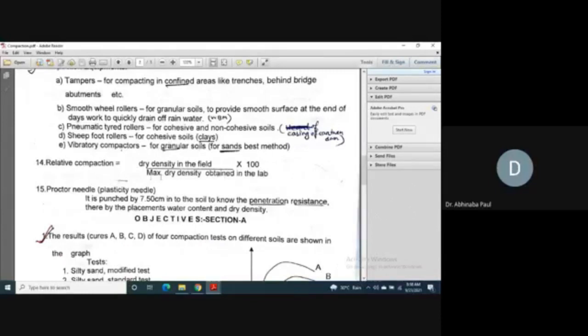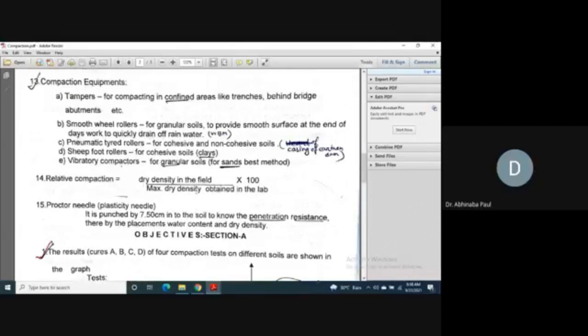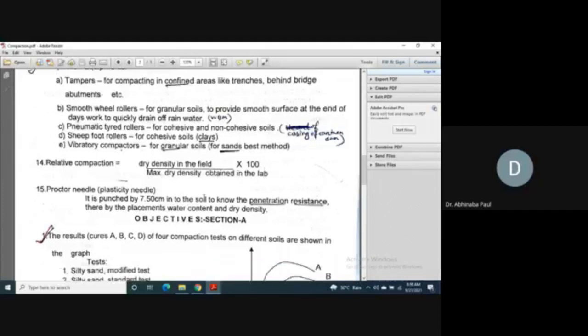Next is relative compaction. This is an important term that we always need to find out. The value should always come out more than 90, actually 95 to 98. So what exactly is it? It is very important to find out how much dry density we are getting in the field and the maximum dry density obtained in the laboratory for the same soil. We find the ratio, multiplied by 100. So if it is coming more than 0.95, then it is okay.